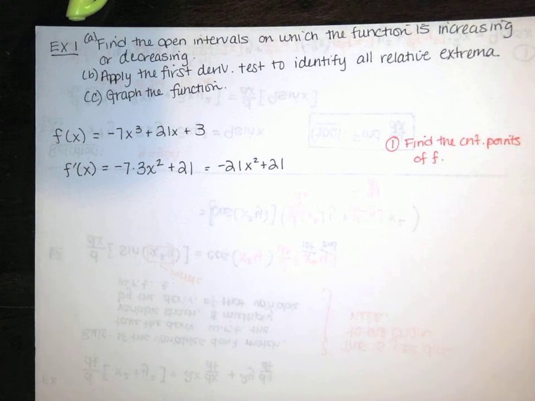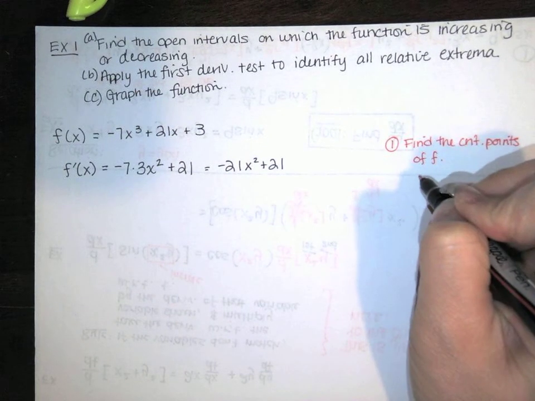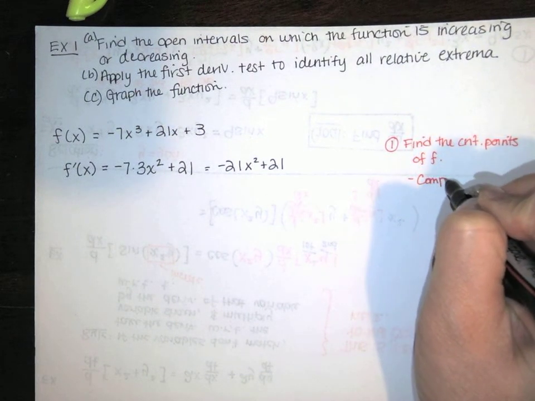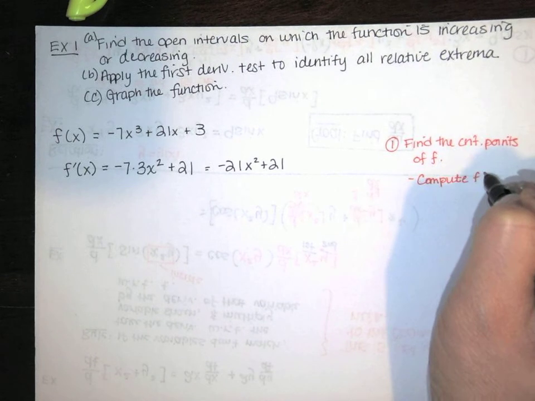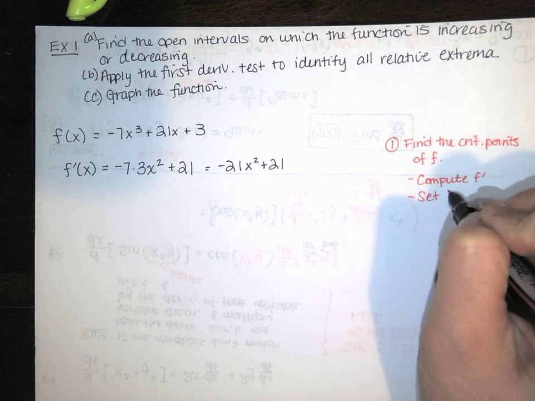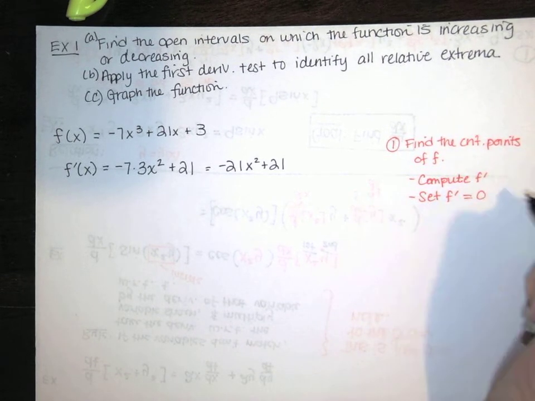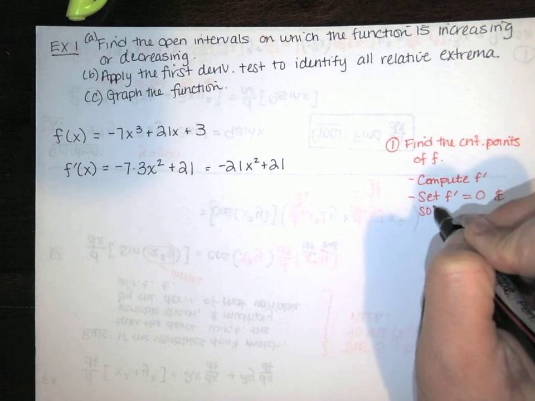And remember how we find the critical points. You first compute f prime, and then you set f prime equal to 0 and solve for x.